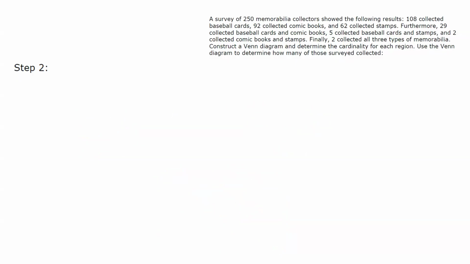So in step 2, we're going to define each region, but let's first list out all the information that's given to us in the problem. So we know the universal set is going to be 250. We know the number of collectors who collected baseball cards is 108. The number of collectors who collected comic books is 92. The number of collectors who collected stamps is 62.